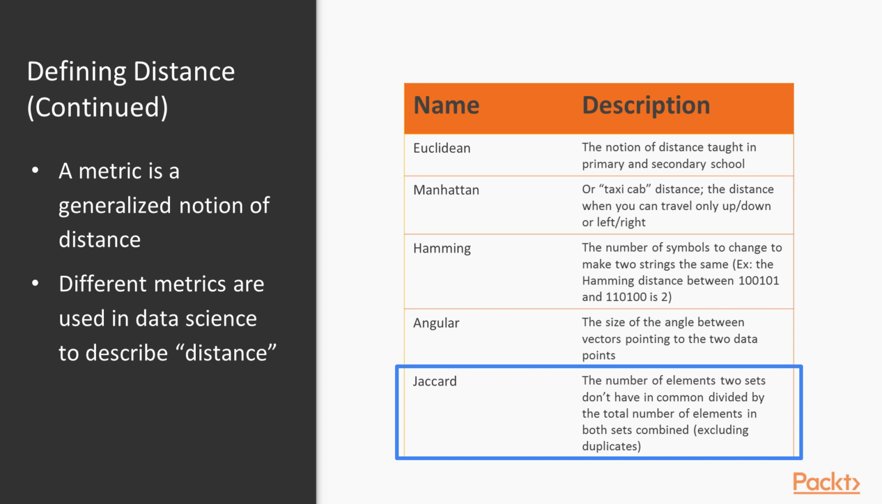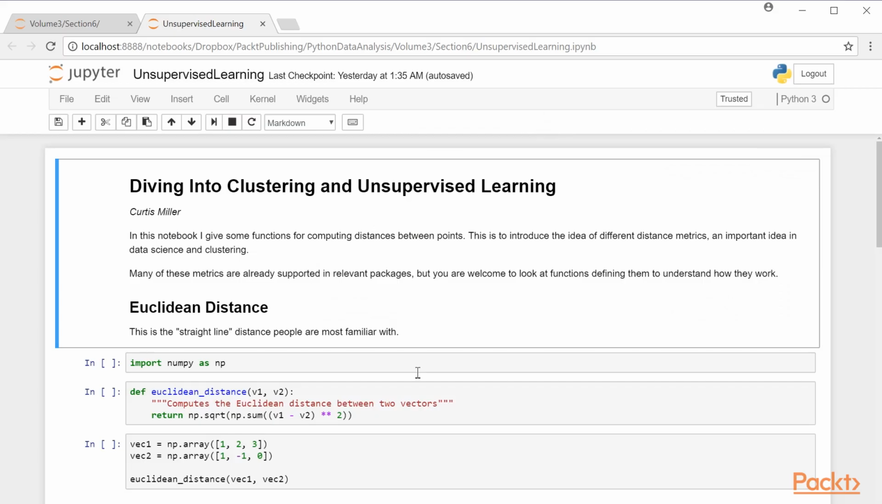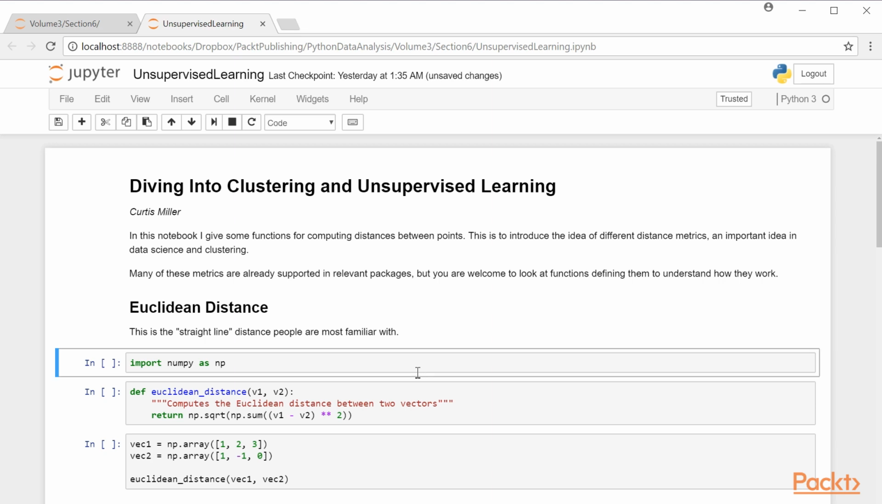Choosing a notion of distance is important for clustering. Also, once we accept there are different ideas for what it means to be distant, we can answer different problems more effectively. To drive home the idea of different distance metrics, I want to demonstrate how to compute different distances, all of the ones that I described in the previous video.